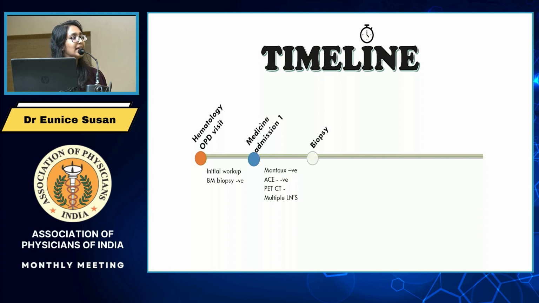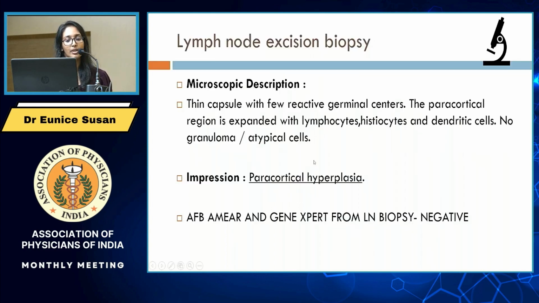So 2 weeks later, the patient had come back to us and had consulted in the general surgery OPD, and a level 5 cervical lymph node biopsy was taken. The excision biopsy showed paracortical hyperplasia. AFB smear and GeneXpert from the lymph node biopsy were negative.